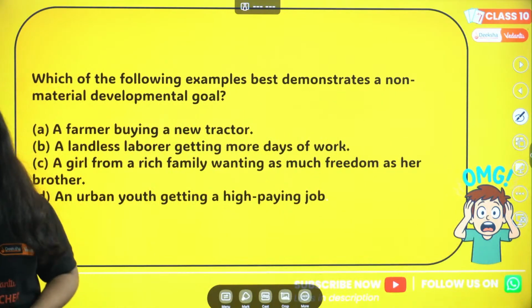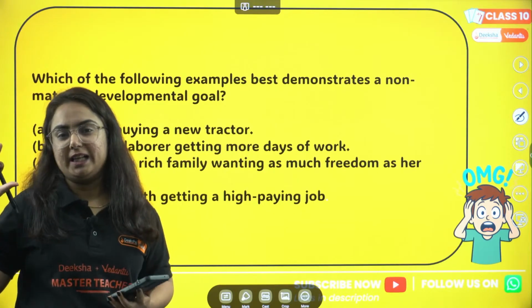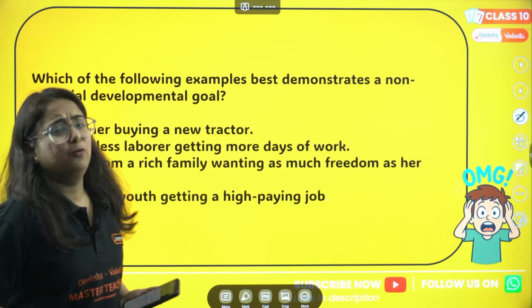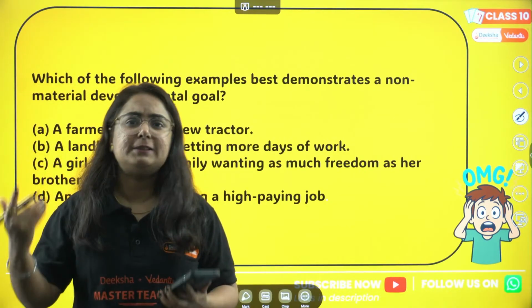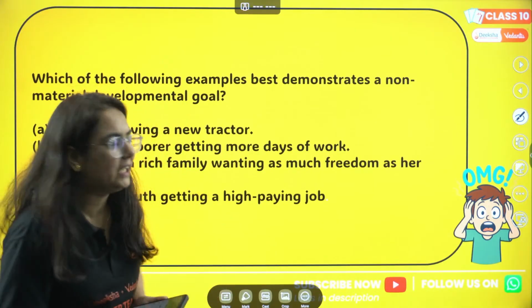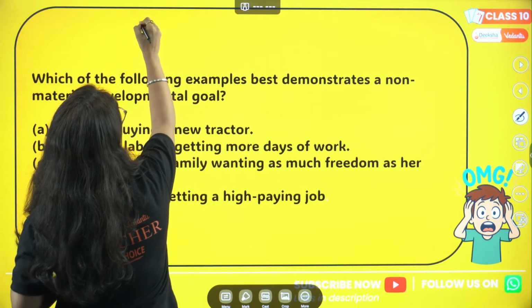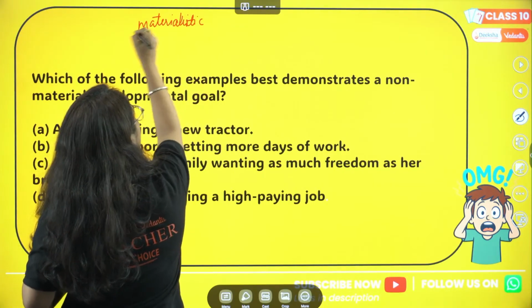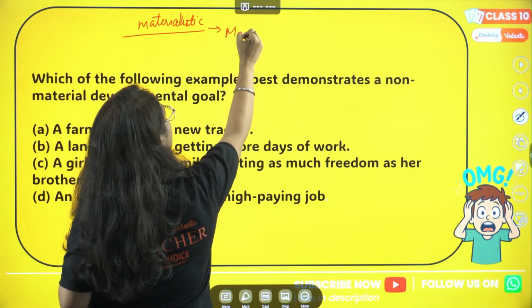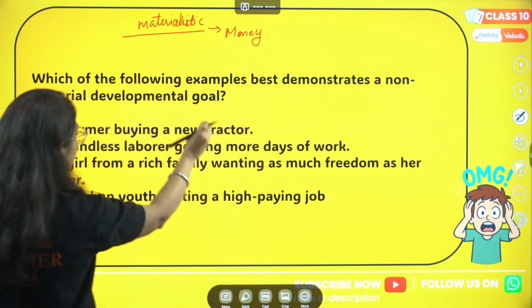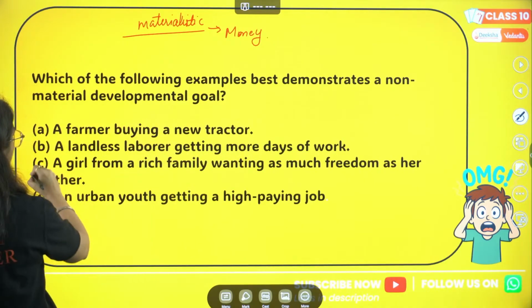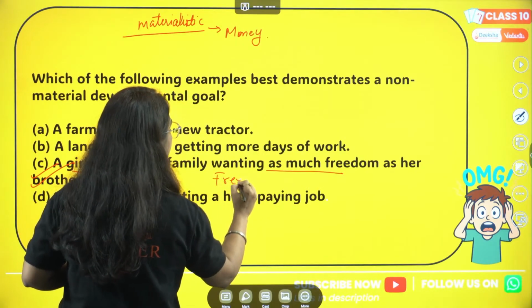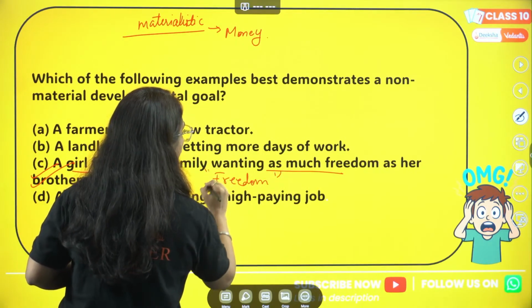So basically there are materialistic goals and non-materialistic goals. By the way, everyone is working for materialistic goals. Everyone wants a car, everyone wants a house, and we need to hype in the society. So there are two types of goals. One is the materialistic goal, which can only be fulfilled by money. Here only one option is not talking about money, and that is option C. Here the demand is for freedom, and freedom never comes from money.